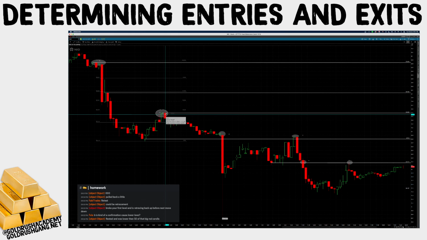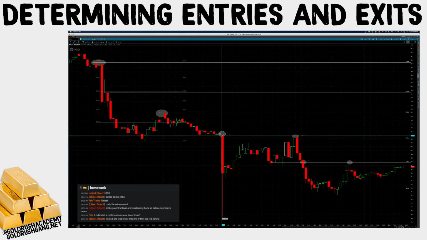Let's keep going down. B is, it is forming, so this would be higher highs, right? Here's a high, here's a high, here's a high, here's your lower highs, right? Your lower highs. So yeah, lower highs. I mean, that's enough, right? And then it rested, and then it went 50% below that. Rested and was lower than 50% of that big red candle. This one, yeah. It rested and then it came back, tested halfway through this candle. So there's no wrong answers.